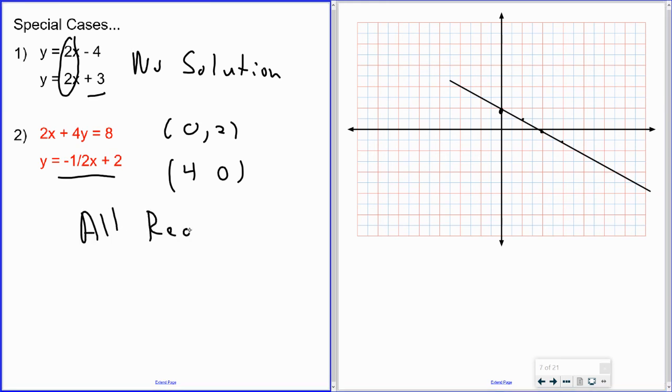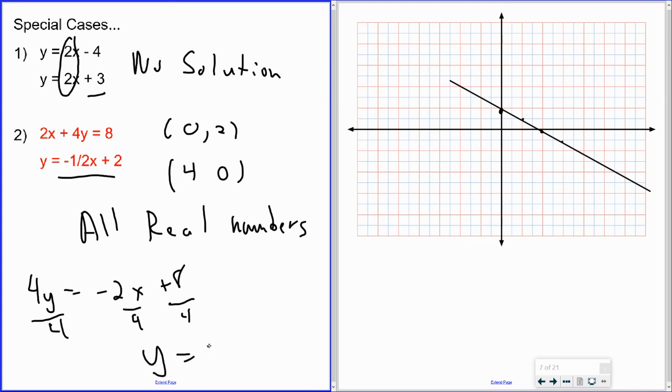All real numbers. Now, I really don't like problems like this because you know what? I want to find the answer. But those are special ones. Now, if I were to take this top equation and solve it for y, put it in slope-intercept form, divide everything now by 4, I'd have found out those two are the same thing. So algebraically it's somewhat easier to take care of these special cases. If I'm graphing these by hand, I might have to just discover it.